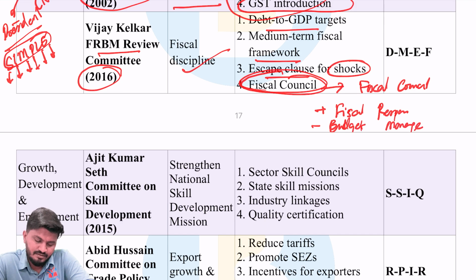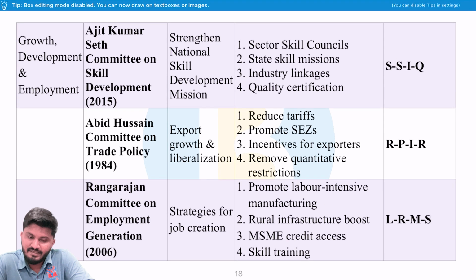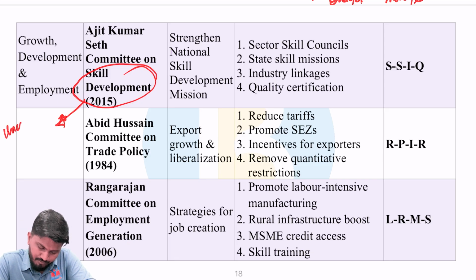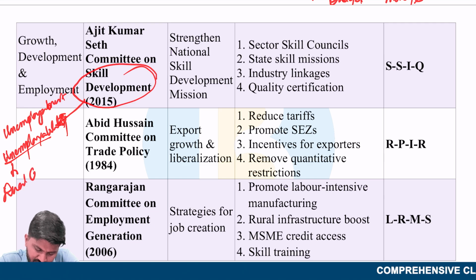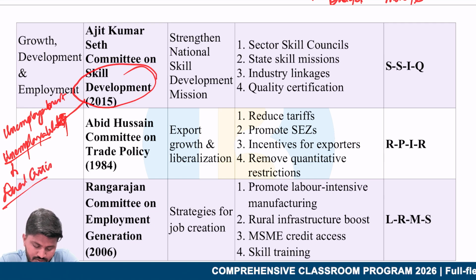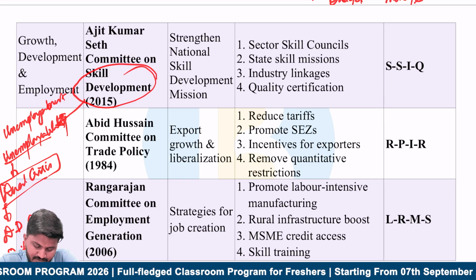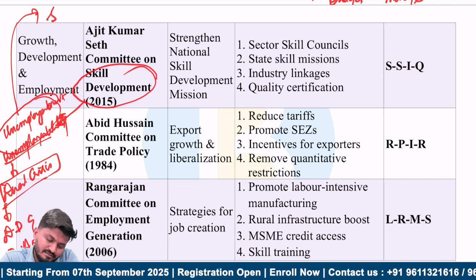Okay. Next, with respect to growth, development, and employment, an important committee is the Ajit Kumar Seth Committee on Skill Development, 2015. This committee becomes very important in the current context because there is an issue of unemployment and unemployability. This is the dual crisis that India is going through at the moment, which many consider to be a root cause if India fails to achieve its demographic dividend and it turns into a demographic disaster. So, in order to address unemployment and unemployability, what is the need of the hour? It is skill development.